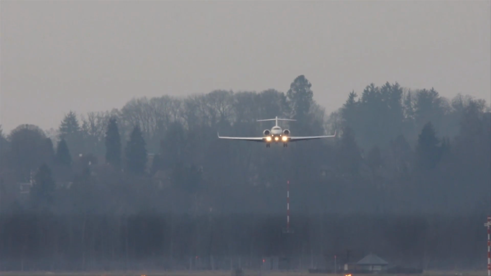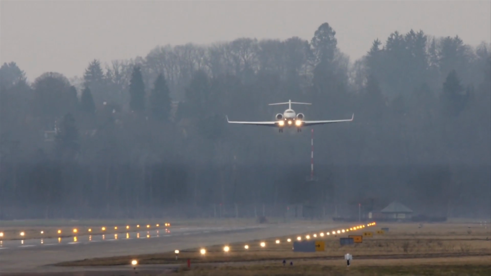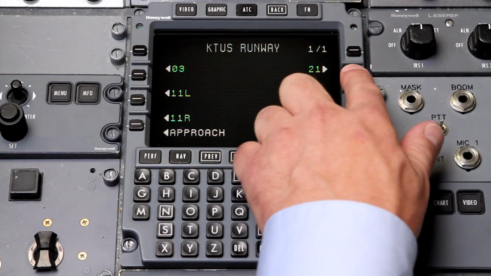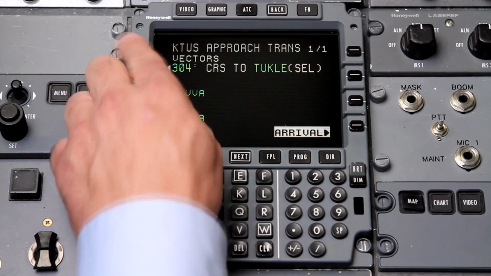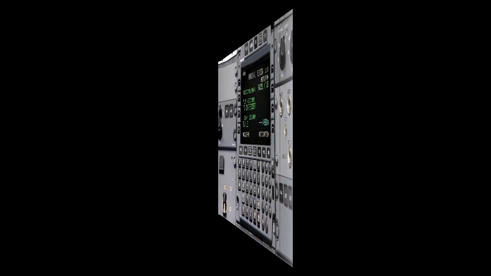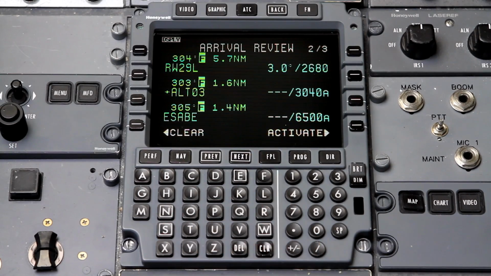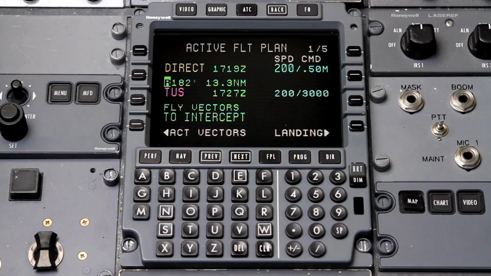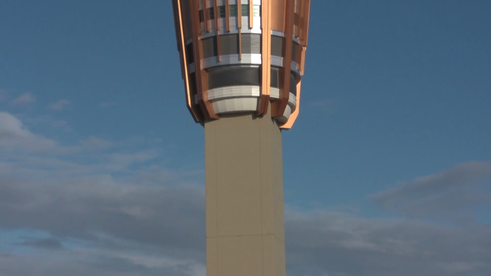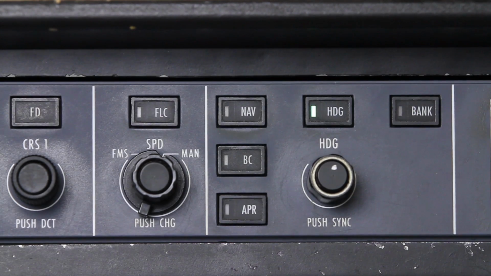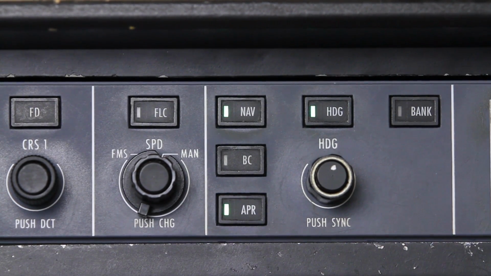Let's look at an example of an approach using the VGP mode. First, select the runway on the arrival page. Next, select the appropriate RNAV approach and approach transition, and select Activate to load the approach into the active flight plan. When ATC clears the aircraft for approach and the final approach fix is the active waypoint, the VGP mode can be armed by pushing the Approach button on the guidance panel.